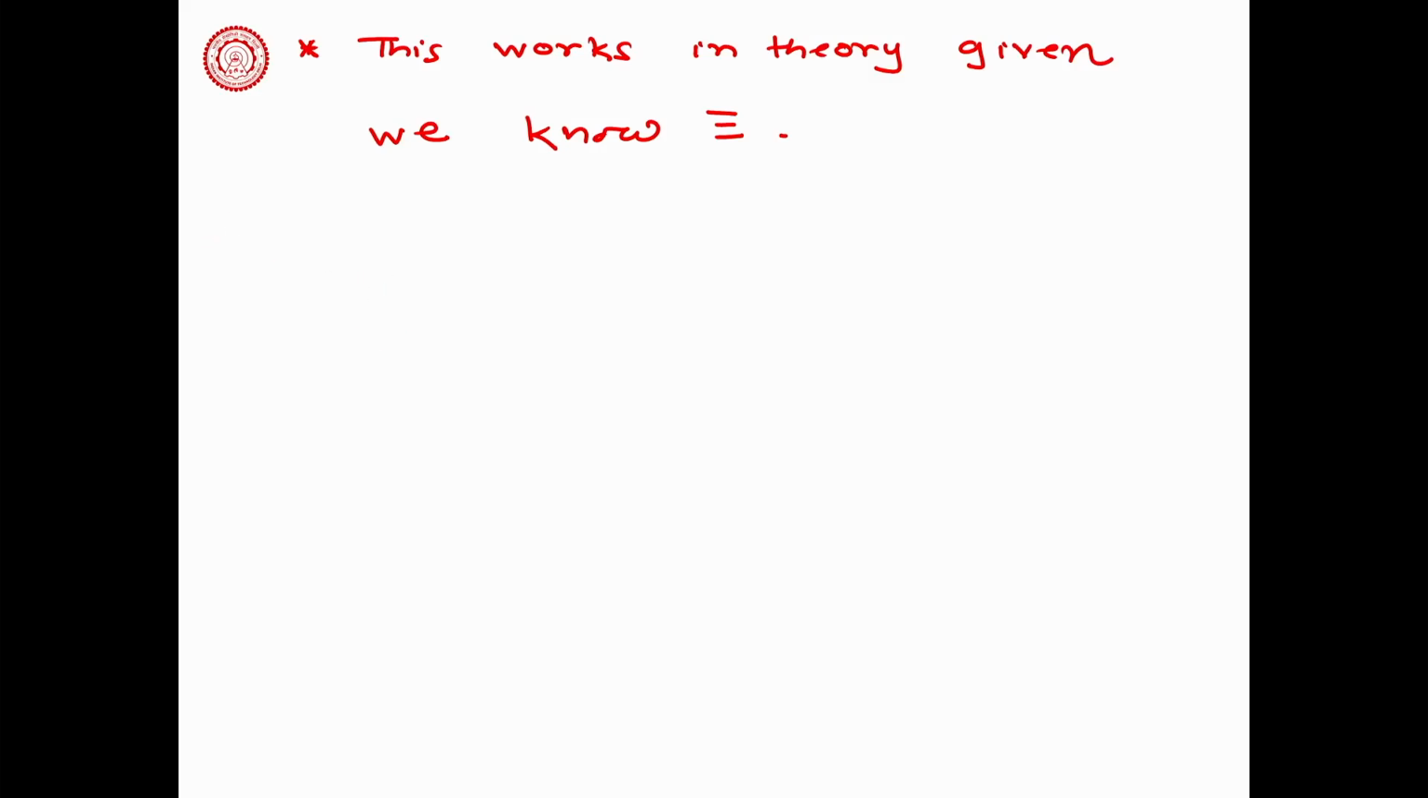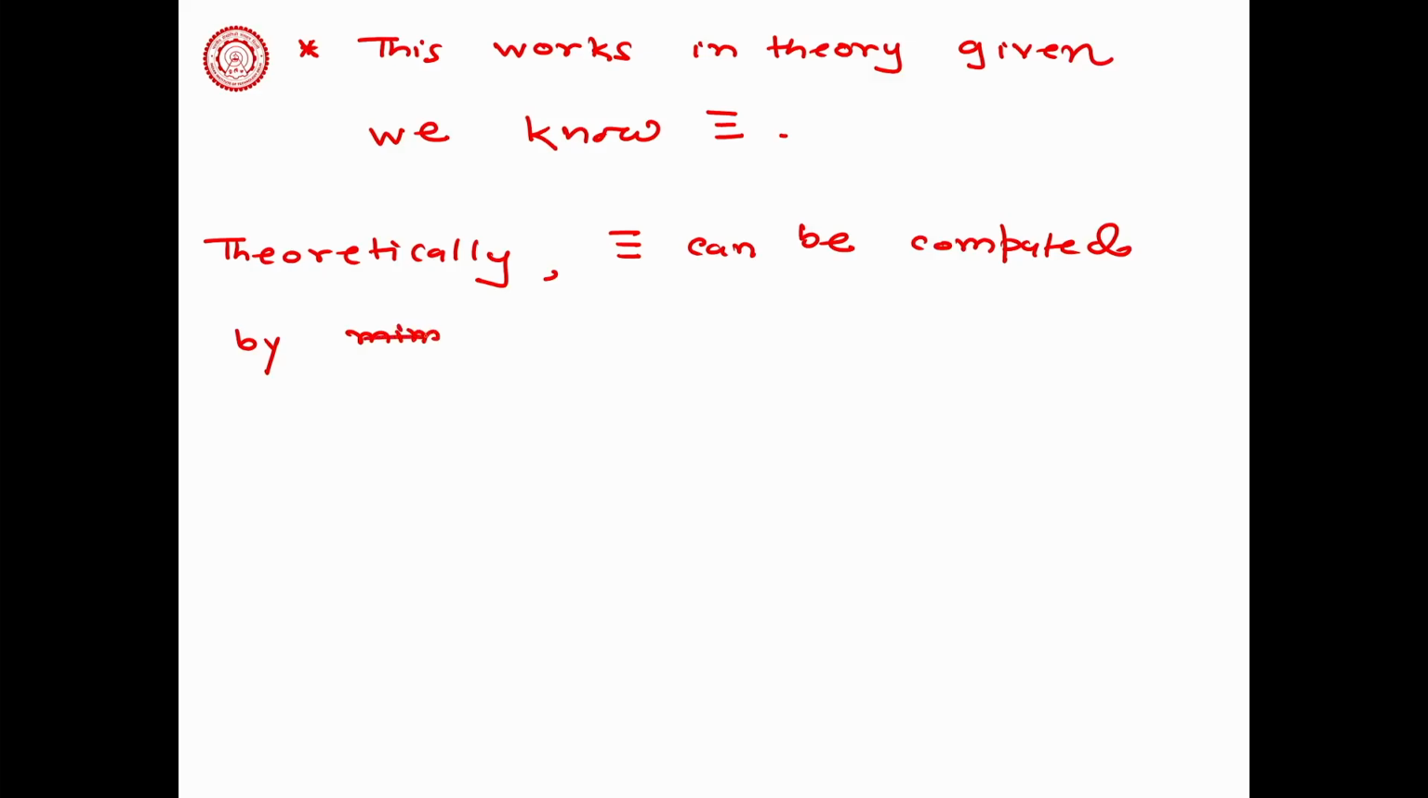Theoretically, xi can be computed by solving a minimization problem, solving an optimization problem. So, now you tell me what this optimization problem should look like, common sense. So, xi theoretically can be found out by solving an optimization problem, right?